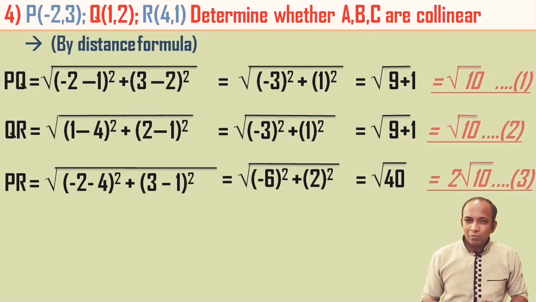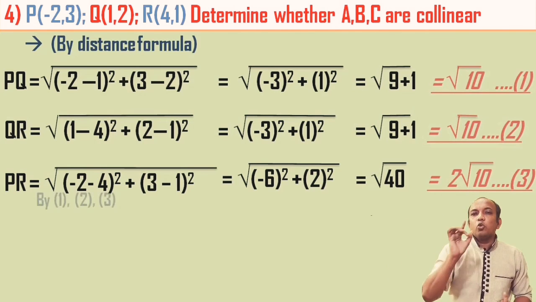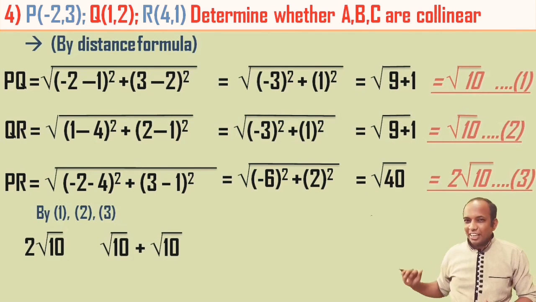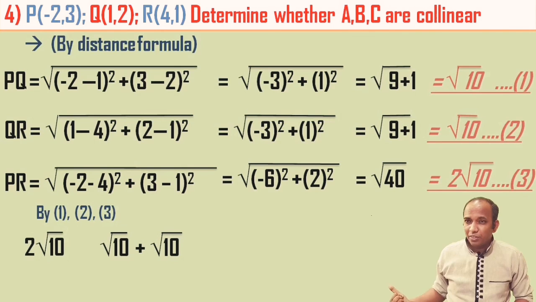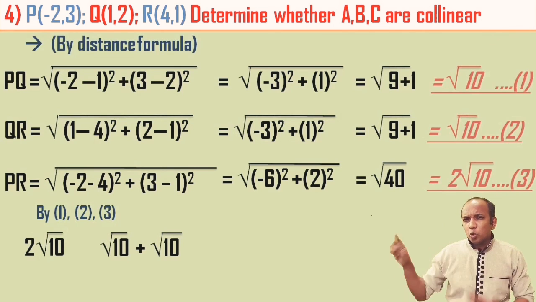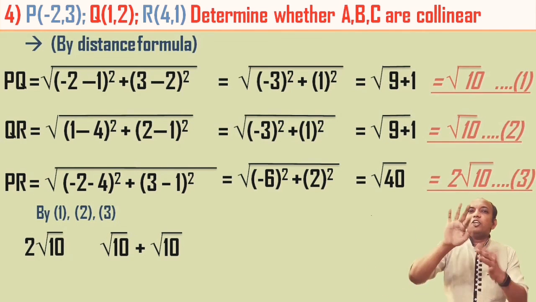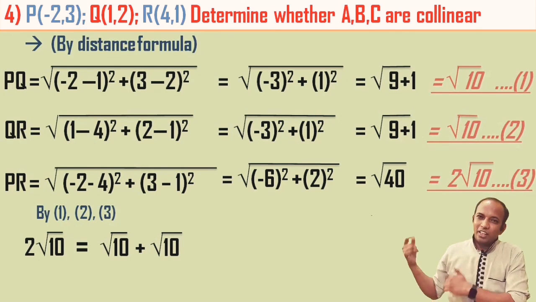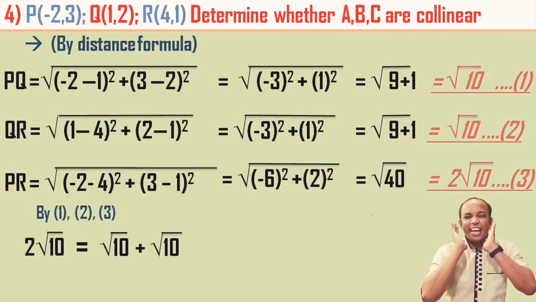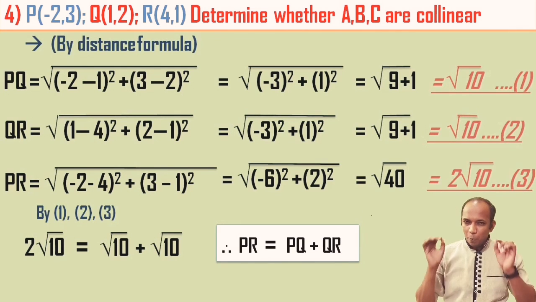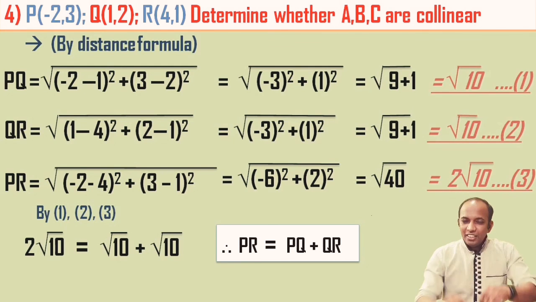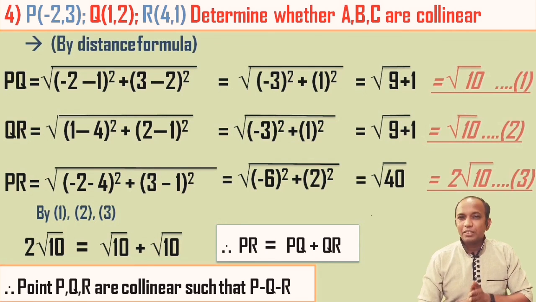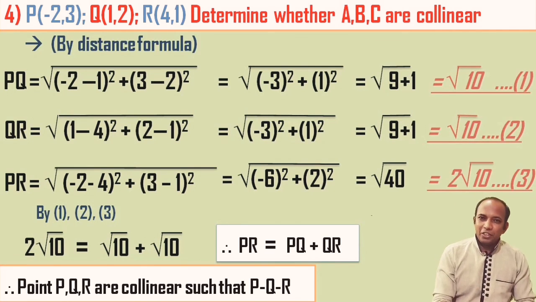If you observe these three distances, you will come to know that 2 root 10 is the bigger number, right? So by 1 to 3 we can write 2 root 10 as the bigger one, so write it aside. The remaining two, that is root 10 and then again root 10, we have to add them together. The moment you add them, root 10 plus root 10, you get the answer 2 root 10, and that is equal to the biggest number, 2 root 10, the value of PR, and hence we can say PR equals PQ plus QR. And in this manner, by using the property of betweenness, points P, Q, R are collinear.